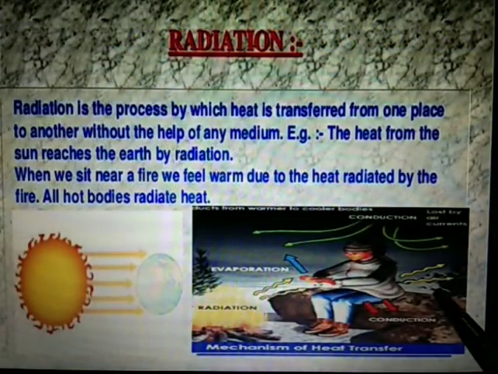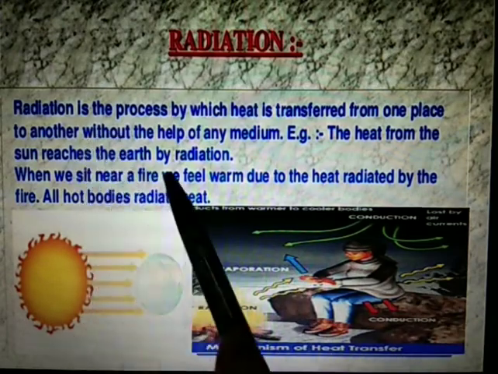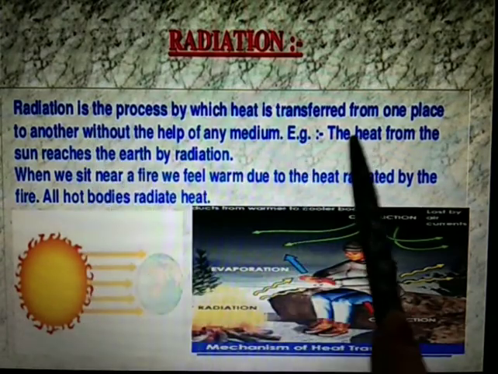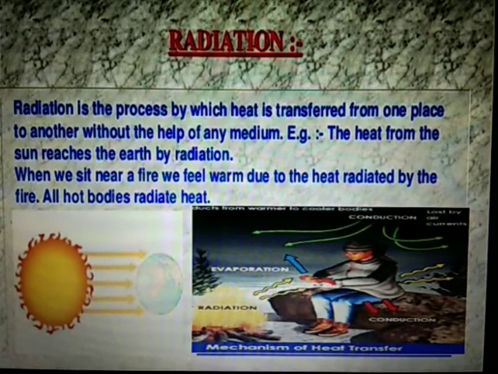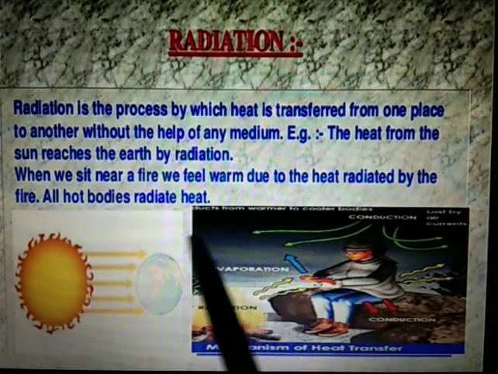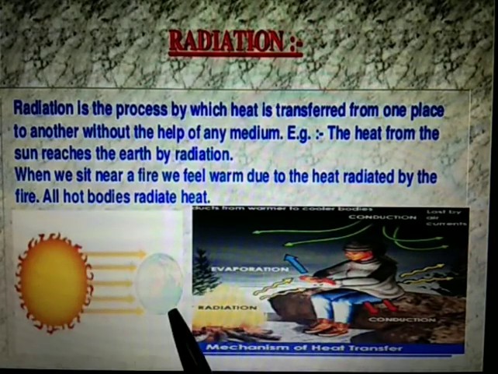Now is radiation, the third mode of transmission. Radiation is the process by which heat is transferred from one place to another without the help of a medium. What is the meaning of medium here? That means no solids, no liquids, no gas. The heat is transferred directly, nothing is needed. And you see this case daily, that is the sun's radiation. The heat from the sun reaches the earth by direct radiation.